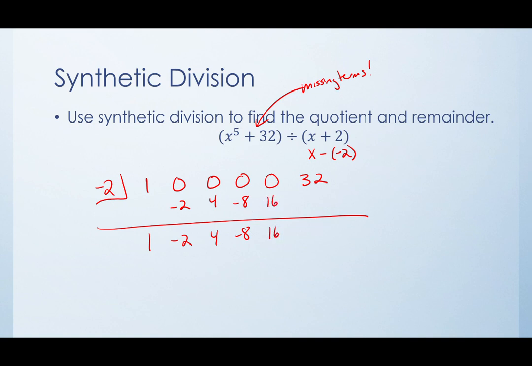Add those. Negative 2 times 16 is negative 32, which adds to 0, which tells us that x plus 2, our remainder is equal to 0. So x plus 2 is a factor. Yay! Right? So we've got this answer here to our division problem.